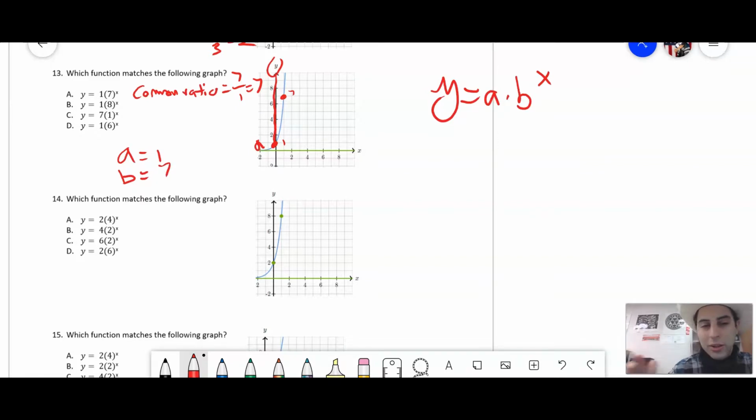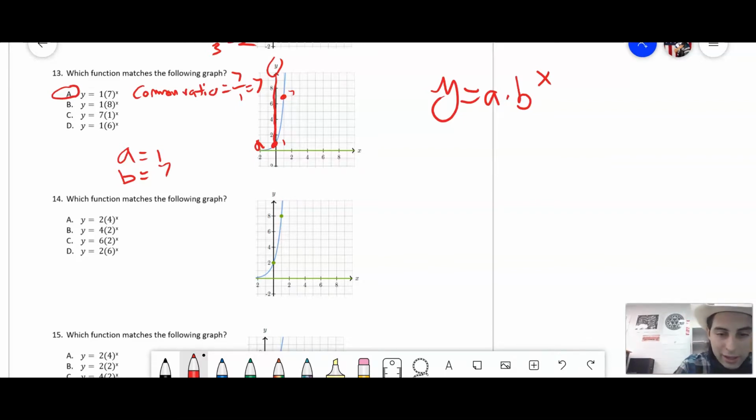So my equation, a times b to the power of x, is 1 times 7 to the power of x, which is letter A. C is not right. It is switched around. It's wrong. And again, D is not right because you're not subtracting. You are dividing for a common ratio. All right.